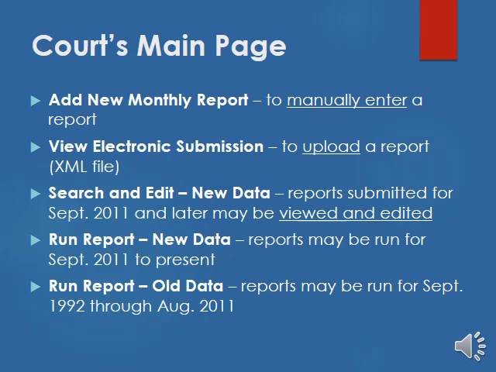Run Report Old Data. Click here if you wish to run a report stored from our old database for the period September 1992 through August 2011 for municipal or JP courts, or through August 2010 for county or district courts. Note that these old data reports may not be edited. For additional information on running reports, please refer to the separate webinar on that subject.